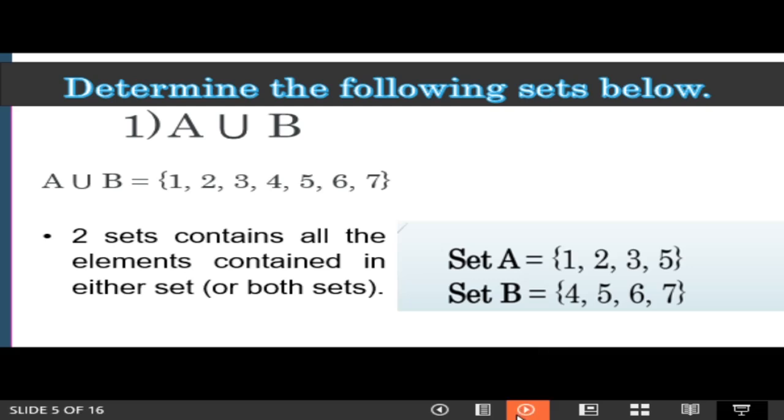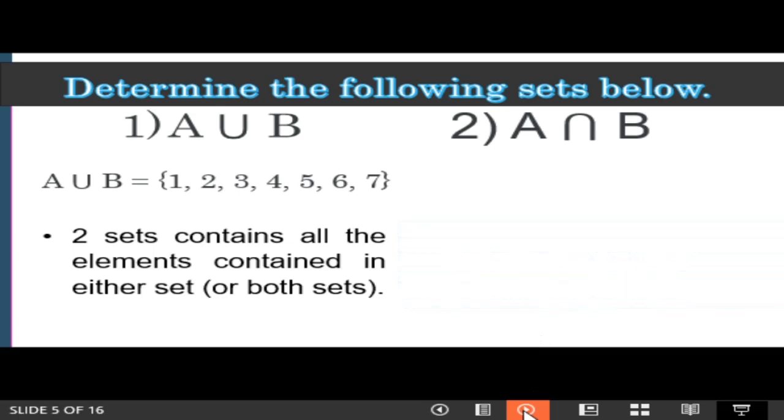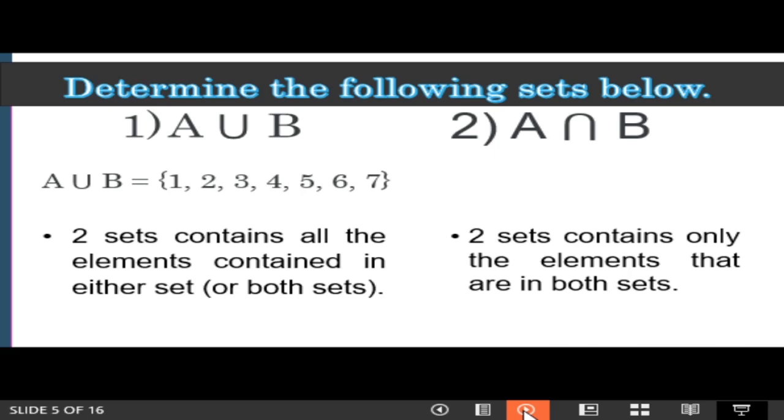Another question is the intersection of A and B. As I said, the intersection is just the number that is common in both sets. So here, the common element is 5.